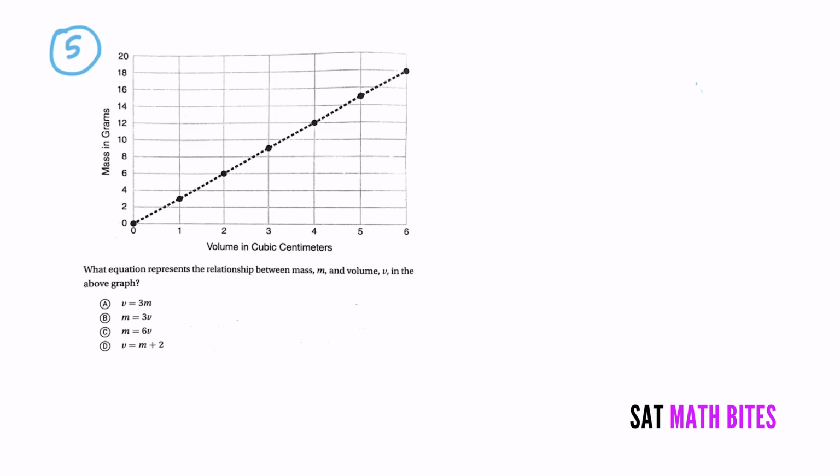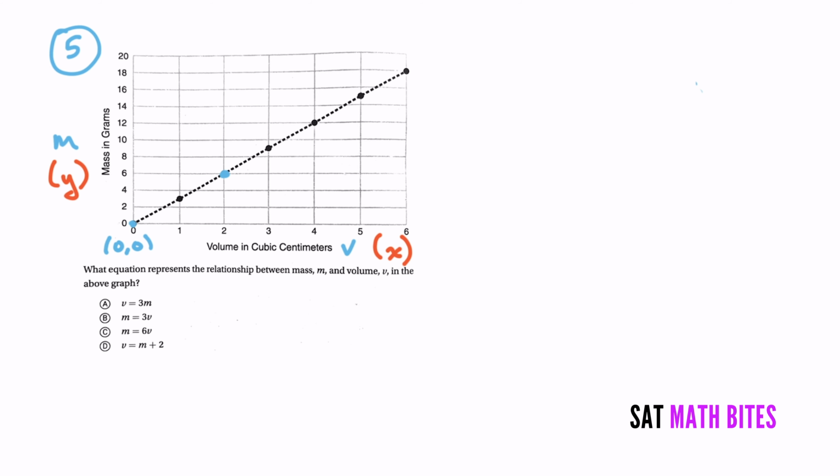In problem 5, we have a graph, and we're asked to find the relationship between mass and volume. So we have mass here and volume here. Typically, on a graph, this would be the y-axis and this would be the x-axis, but instead we have m and v. The first thing we do is we notice it's a line, and so if we wanted to find the slope of the line, we'd pick 2 points. You could pick any 2 points, but 2 easy ones would be 0, 0 and 2, 6.